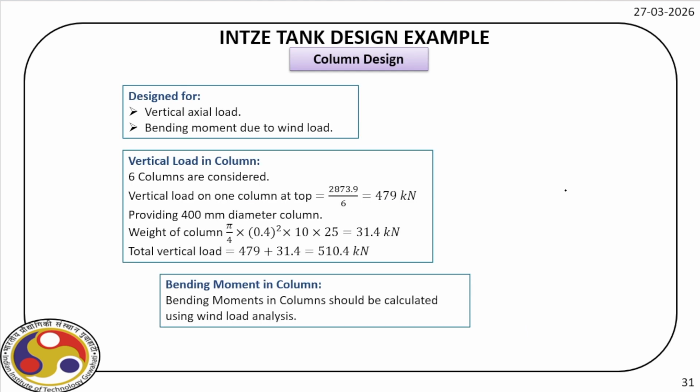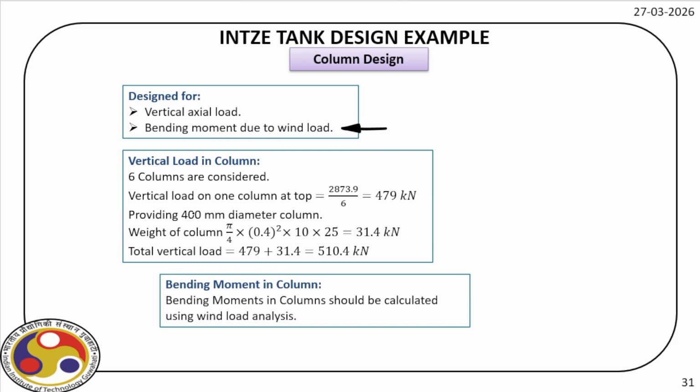Now, once you design all these critical components, next is the design of column, right? So for the design of column, again, we have to consider the vertical load, we have to consider the bending moment due to wind load. Wind load calculation is not covered here. However, the lateral wind loads we can estimate from the respective code of the wind load, and then we can find out the bending moment.